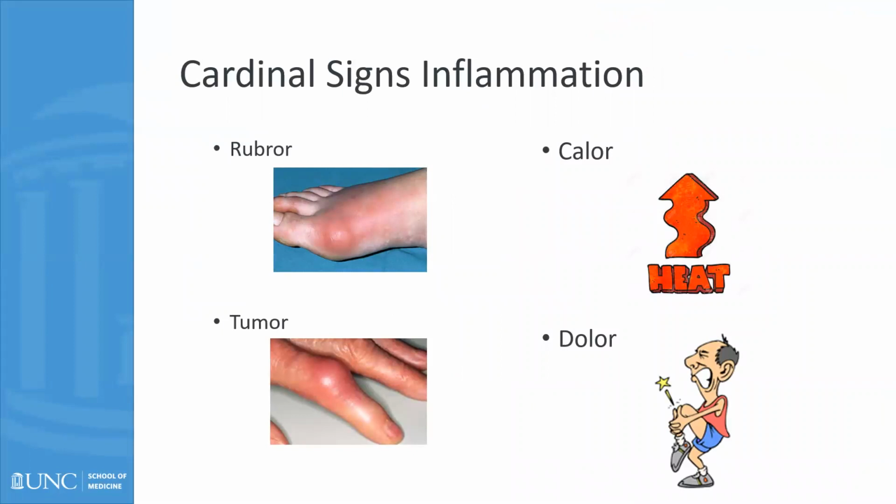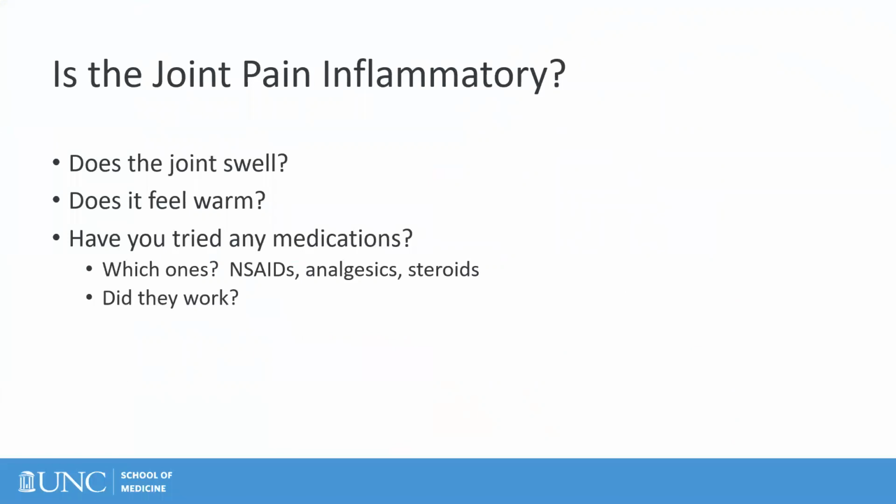And so this should be familiar to everyone, the cardinal signs of inflammation: rubor, tumor, calor, and dolor. Rubor being redness of a joint, tumor, swelling of a joint, calor, heat, and dolor, pain. These are the cardinal signs of inflammation and are very useful as we're thinking about our patients who present with rheumatic disease. Is the joint pain inflammatory?